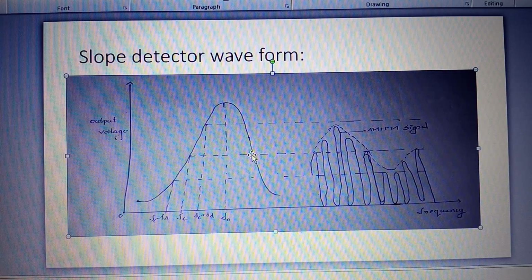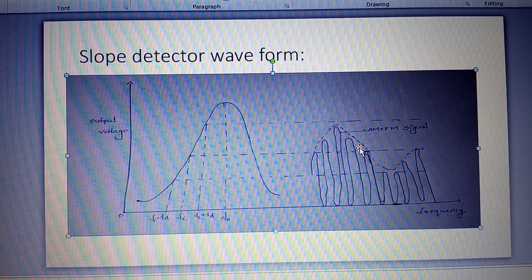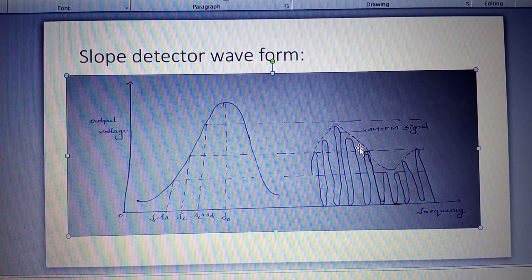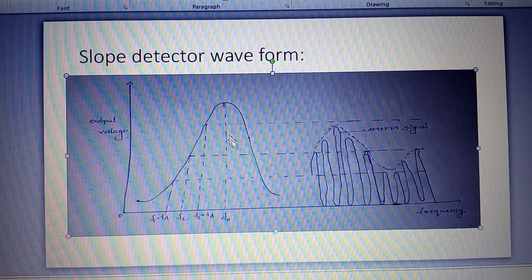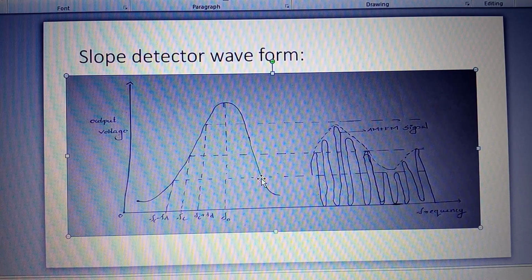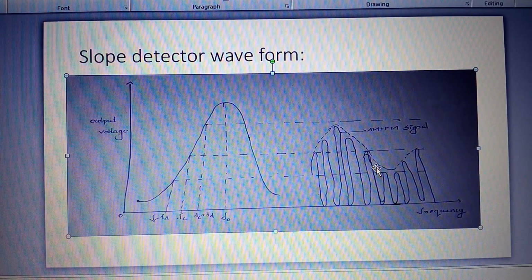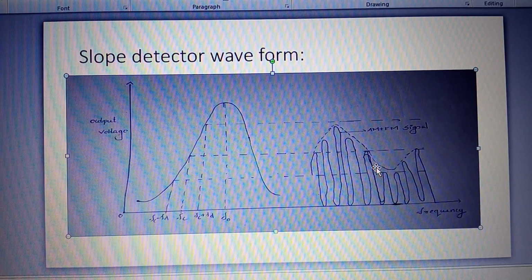Suppose the frequency goes below Fc. Here is Fc, then the frequency below Fc. At this point, the strength of the signal also decreases. Here it also decreases from the resting frequency. Accordingly, there will be amplitude variations in the frequency modulated wave.